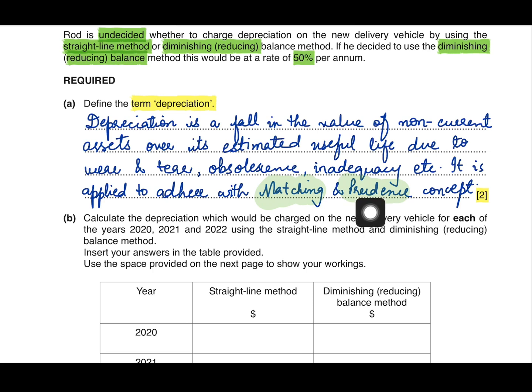But it's up to you. Even if you don't write the concept, you will still get 2 marks if you explain these 2 points properly: that it is a fall in the value of non-current asset over its estimated useful life, and if you have the space, you can write the reasons as well. For instance, due to wear and tear or due to the usage of the asset with time, obsolescence, inadequacy, etc.